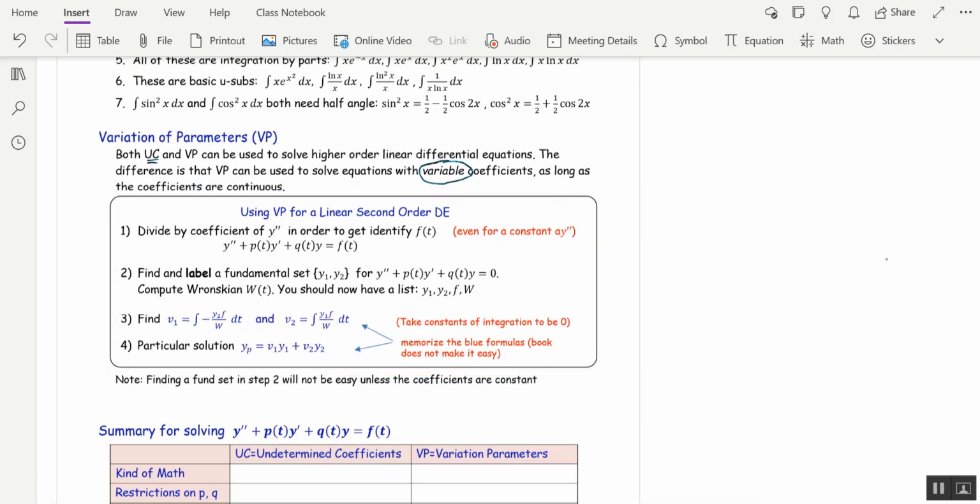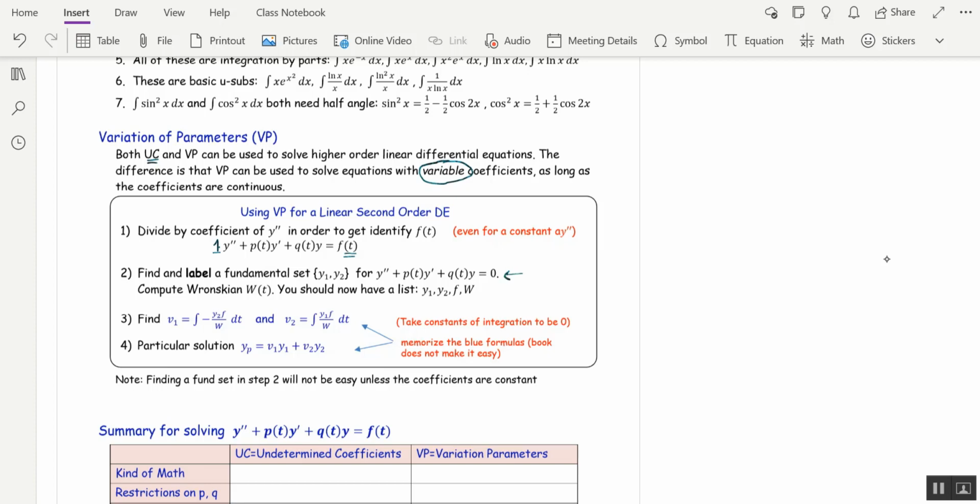When you're solving a second order linear differential equation using variation of parameters, the first step is to make sure you have a monic polynomial. That means the coefficient of y double prime is 1. Now the reason why that's important is that it will determine your f of t. Then you're going to find a fundamental set, y1, y2, for the associated homogeneous differential equation.